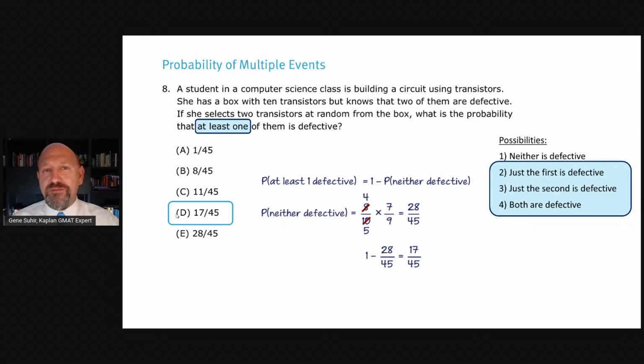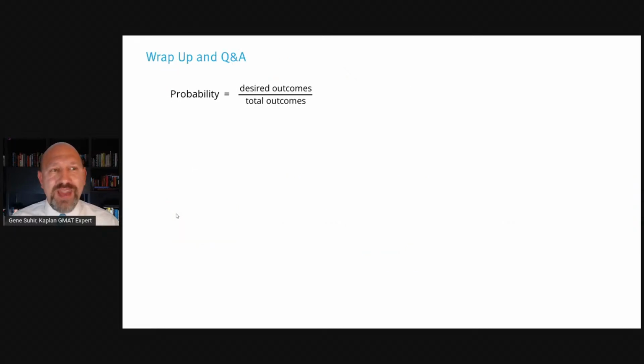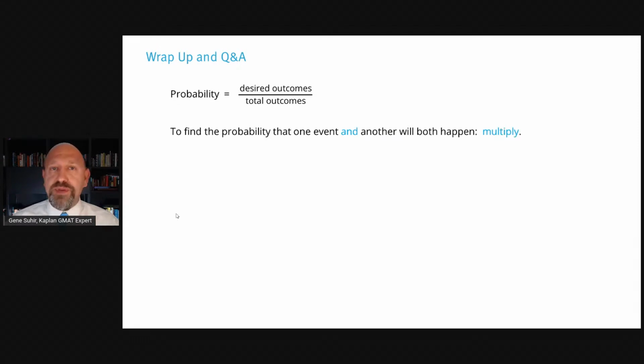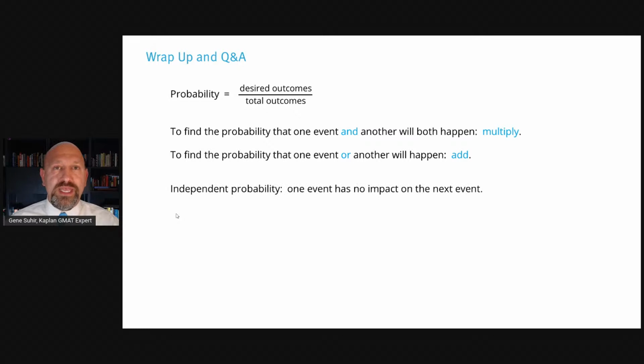Now, before we open things up for some extra Q&A at the very end, here are I think the big takeaways that we want you to take away from this session. Probability, regular standard formula, desired out of total outcomes. When you have various events going on, you have to decide whether it's and versus or. If you want one thing and another to happen, you find their probability separately and multiply. If you want one thing or another to happen, you find their probability separately and add.